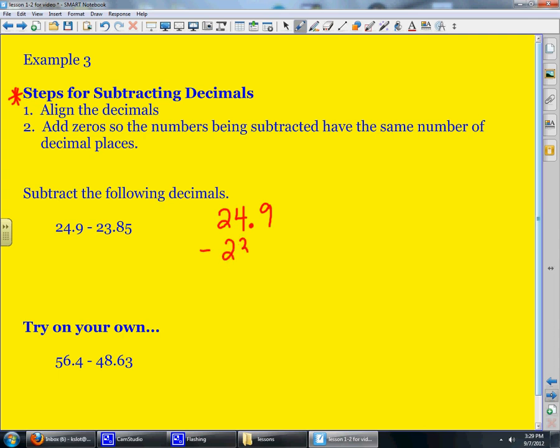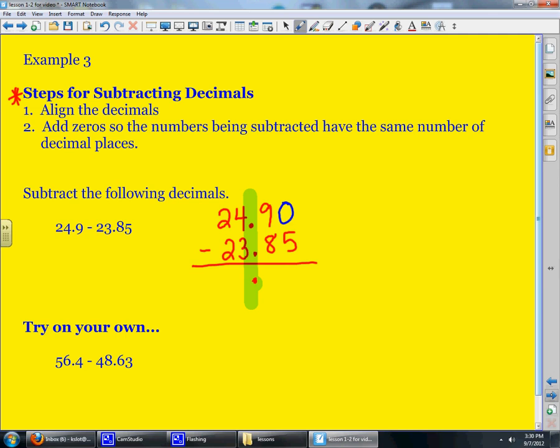minus 23.85. So before we subtract, we're going to fill in with zeros. And again, notice how the decimals are lined up here. Notice how the decimals, let me highlight this, are lined up. They're all in the same spot. So that means in our answer, the decimal is going to be in the same spot.